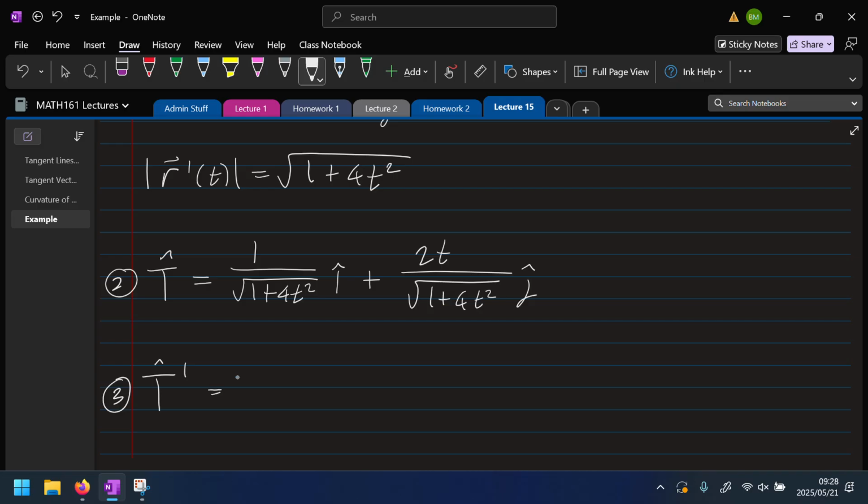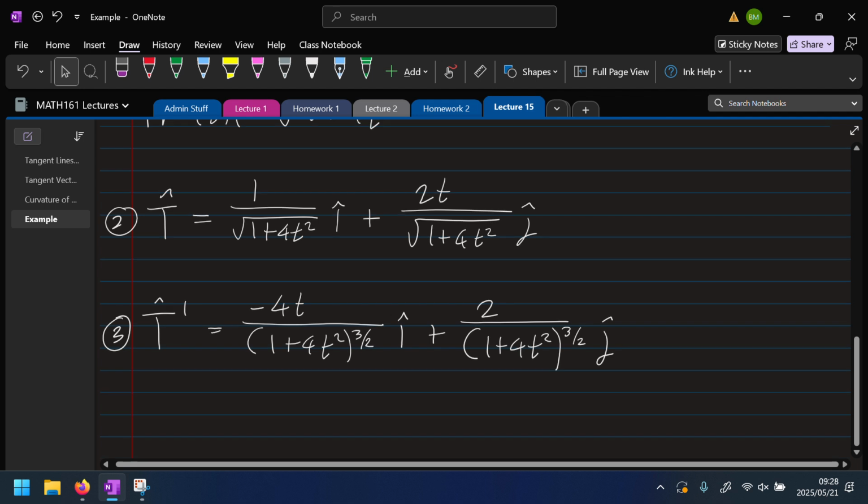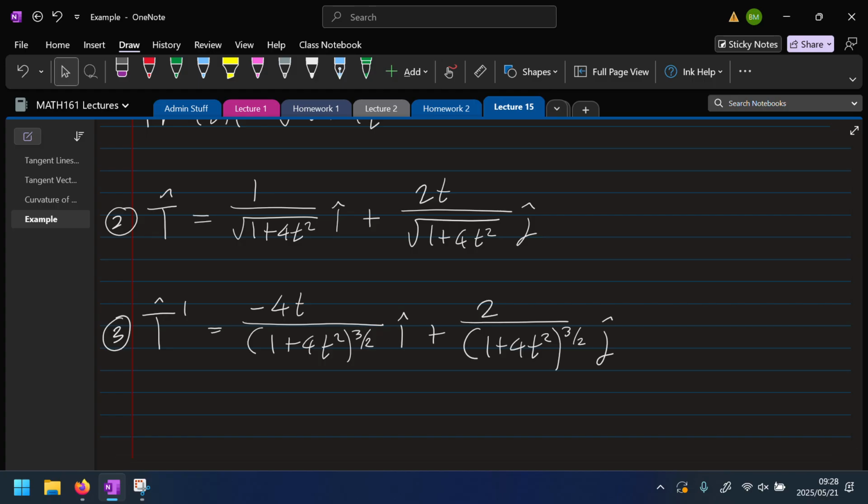So we're going to end up with minus 4t over (1 plus 4t squared) to the 3 over 2 i hat. So that is the derivative of the x part. And now we need the derivative of the y part. That's going to be plus 2 over (1 plus 4t squared) to the 3 over 2 j hat. Okay, so that is taking the derivative of the x part of T hat and then the y part of T hat.